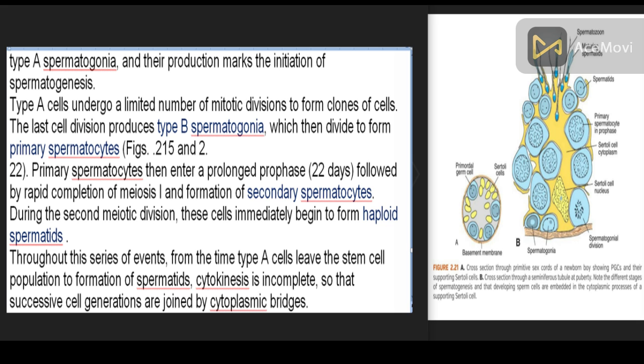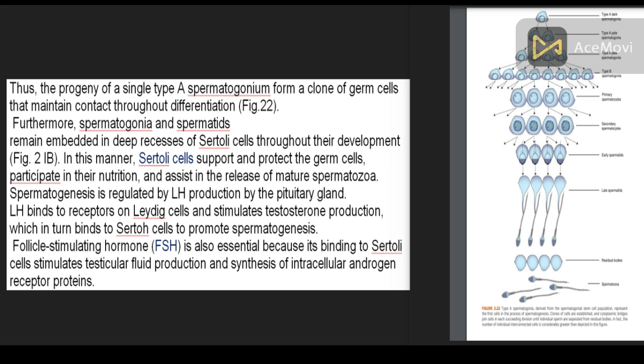Throughout this series of events, from the time type A cells leave the stem cell population to formation of spermatids, cytokinesis is incomplete, so that successive cell generations are joined by cytoplasmic bridges. Thus, the progeny of a single type A spermatogonium form a clone of germ cells that maintain contact throughout differentiation, Fig. 22. Furthermore, spermatogonia and spermatids remain embedded in deep recesses of Sertoli cells throughout their development, Fig 21b.